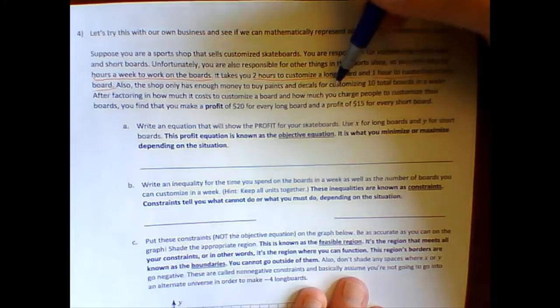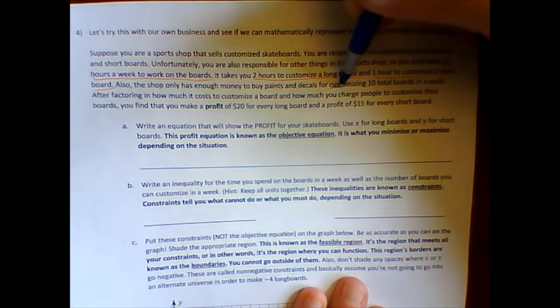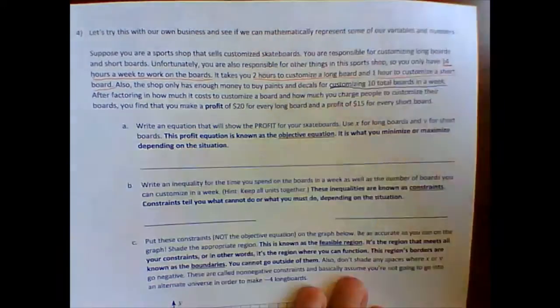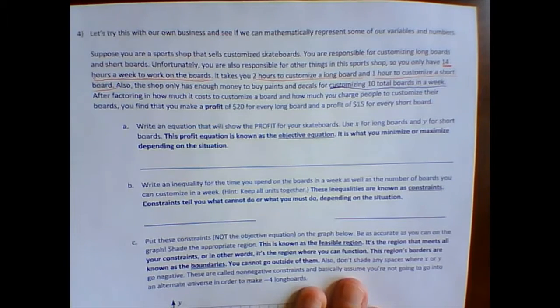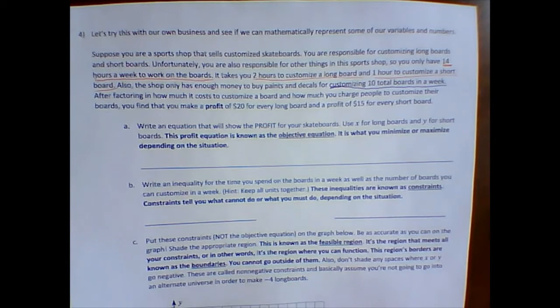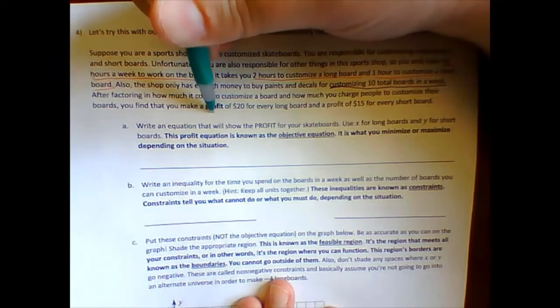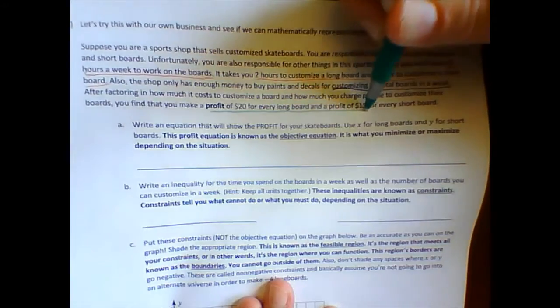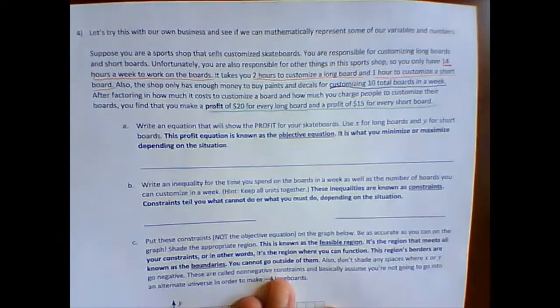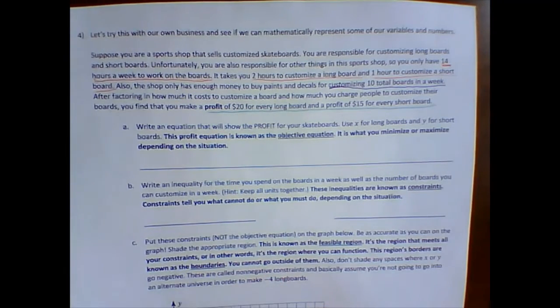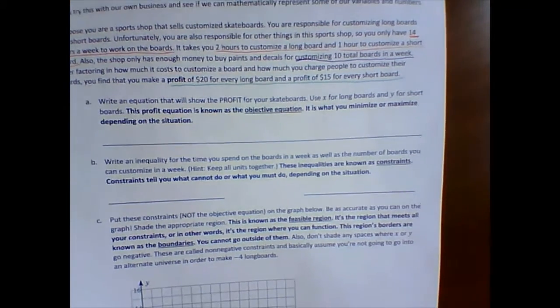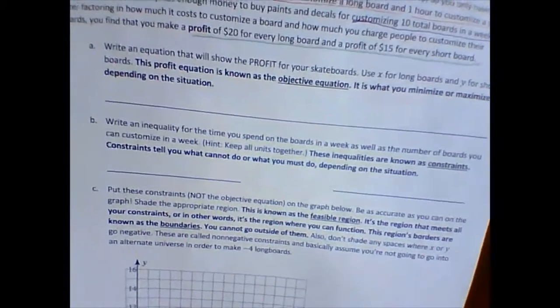Now we also have some more information. When it comes to just material, paint and decals, we can only work on 10 boards in a week. We don't have enough material for anything else. And finally, we have money makers. We make a profit of $20 for every long board and $15 for every short board. So that's where we're going to make money.